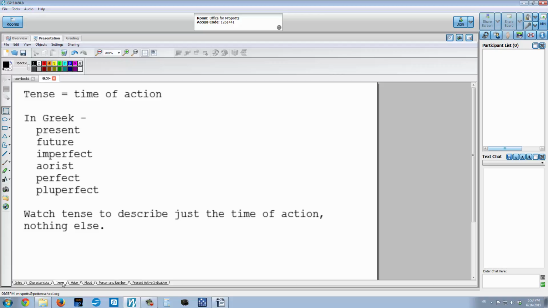Tense comes from the Latin word tempus, meaning time of action. And in Greek, as in any language, we pay attention to the tense, and tense only refers to time. It doesn't refer to anything else, only time. In Greek, the different tenses maybe have another small feature. Some people will make it a very large feature, but for now we won't worry about it in the least.